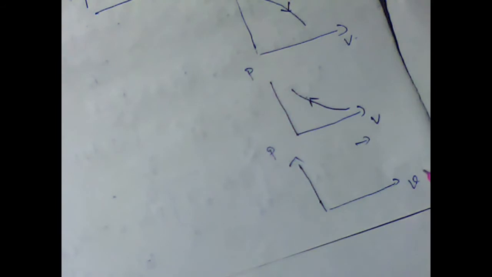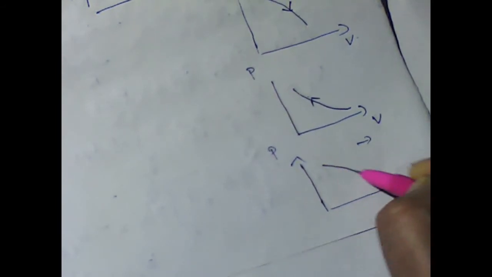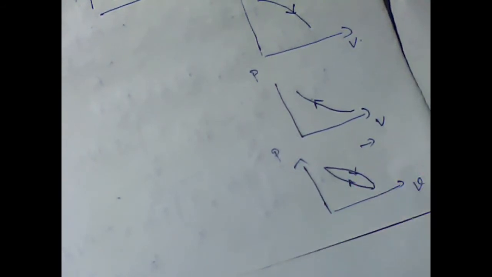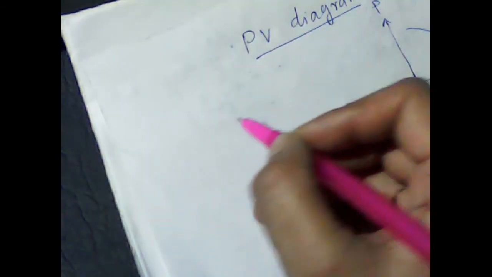For a cyclic process, the PV diagram will be, cyclic process means we have to consider both things. So this is the expansion and this is the compression. So what is the peculiarity of a PV diagram? What is the importance of a PV diagram? It actually represents the work done during the process.